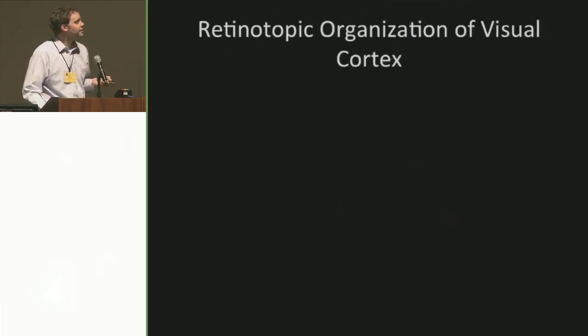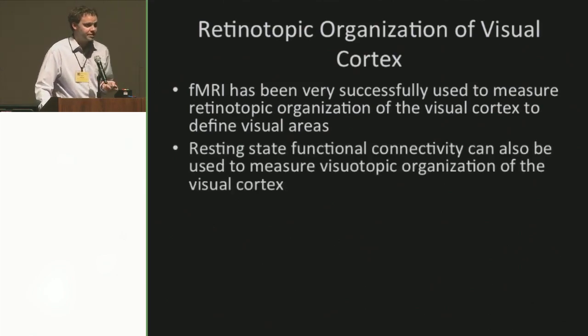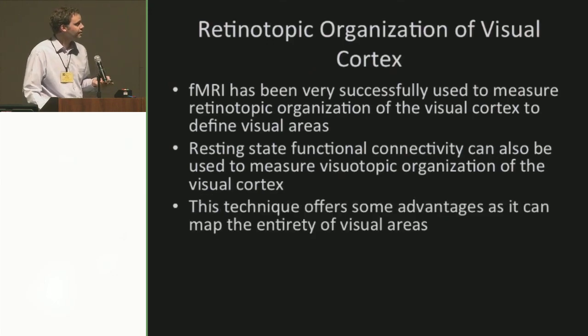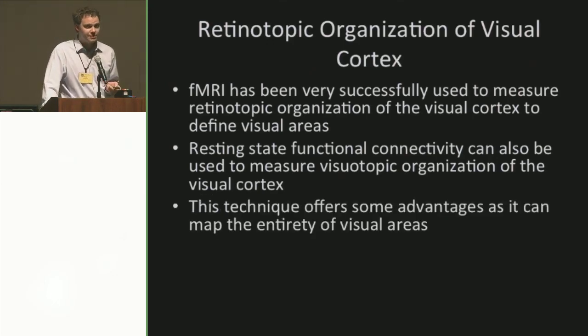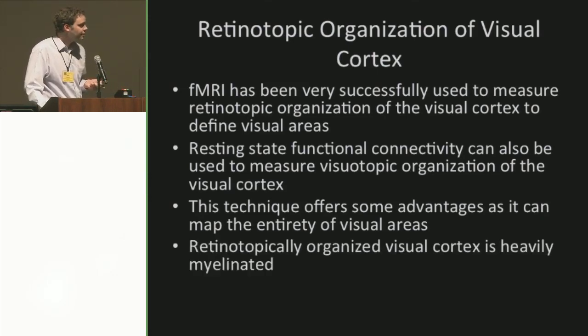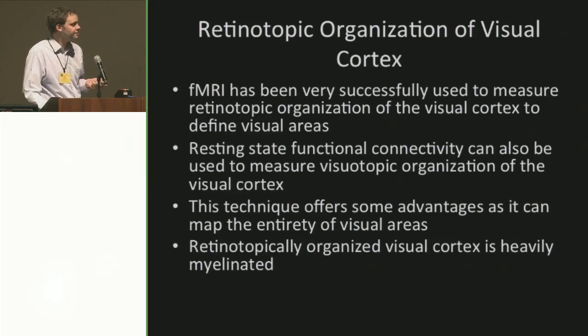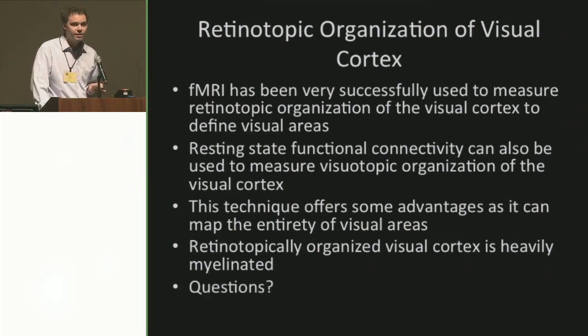So to summarize retinotopic organization of the visual cortex, fMRI has been very successfully used to measure retinotopic organization and define visual areas. It's also possible to do this with resting state functional connectivity. And the technique has a few advantages. It doesn't require a specific retinotopic task, and it can map the entirety of visual areas. Retinotopically organized visual cortex is heavily myelinated. And I'll take any questions in the little time I have left.